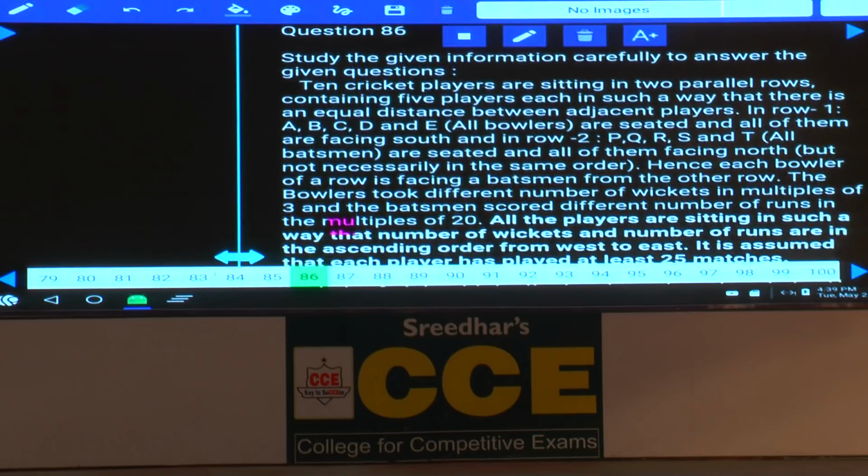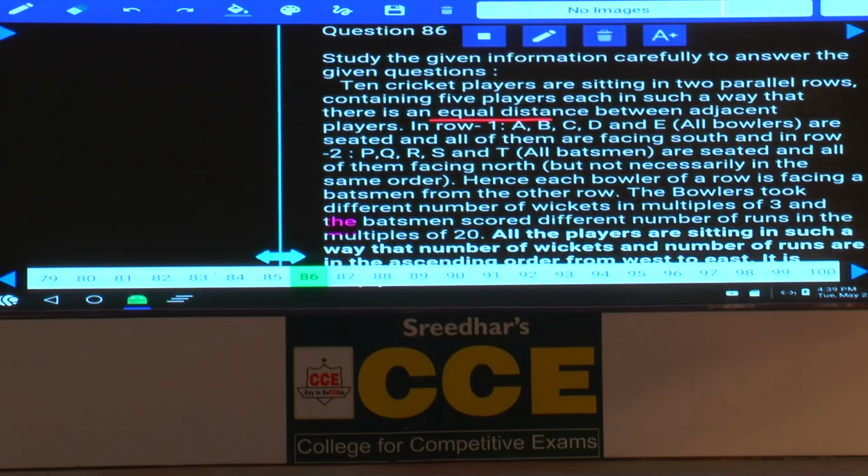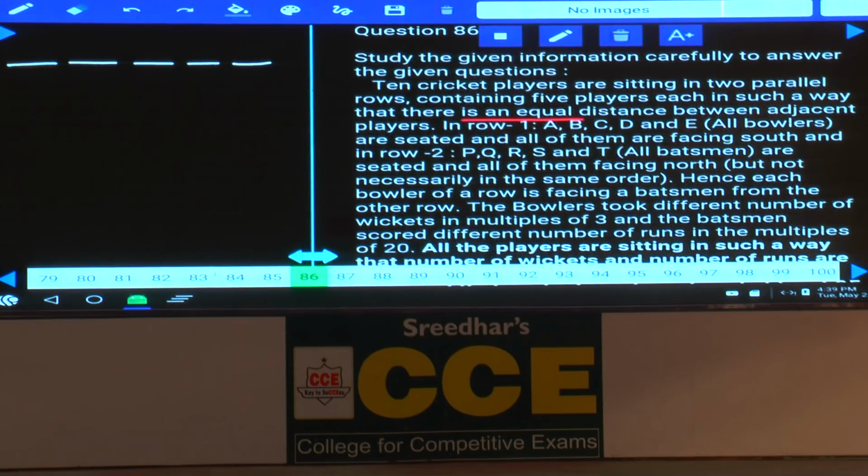10 cricket players are seated in 2 parallel rows containing 5 players each, in such a way that there is equal distance between adjacent persons. In row 1, A, B, C, D, and E, all these persons are bowlers, are seated and all of them are facing towards south. And these persons are facing which direction? Towards south. A through E are the bowlers.